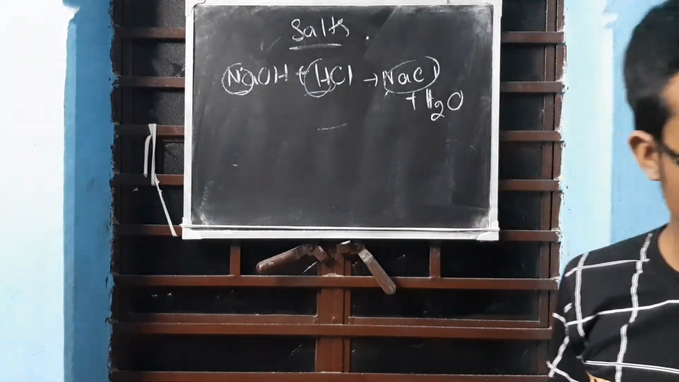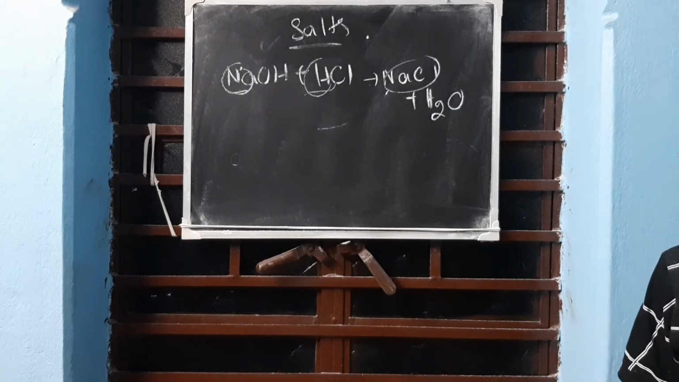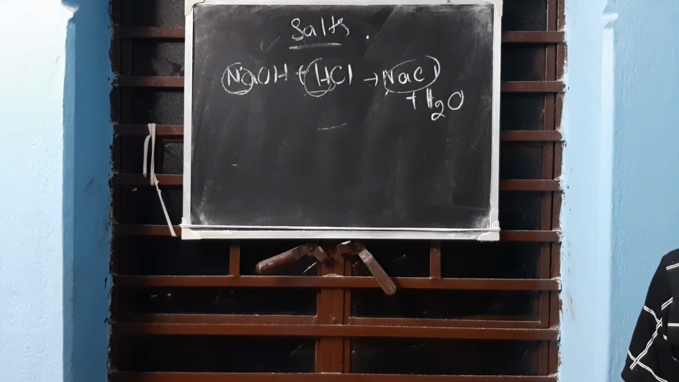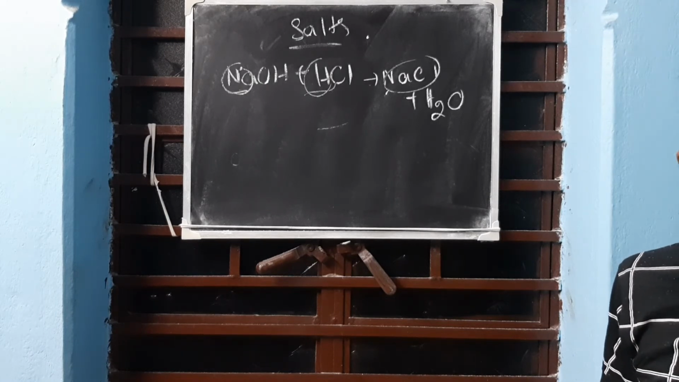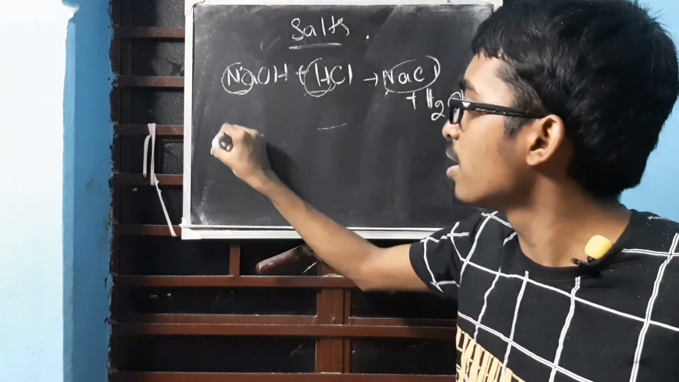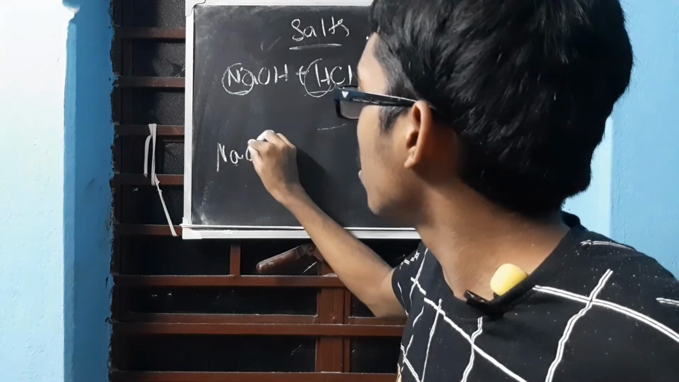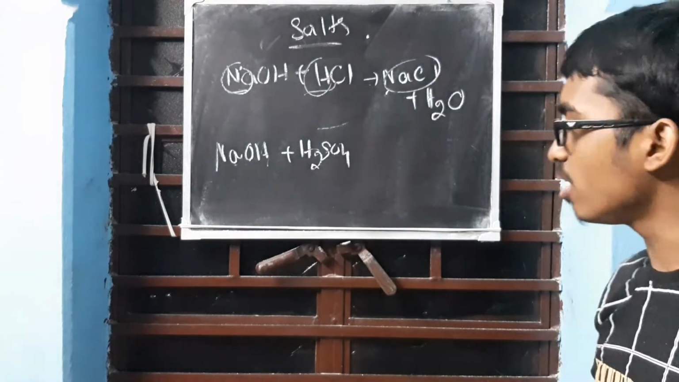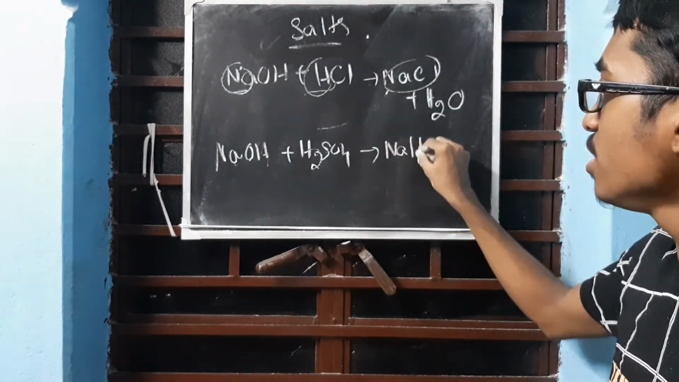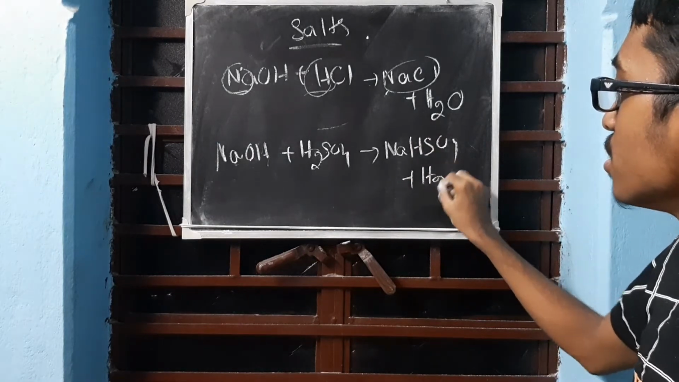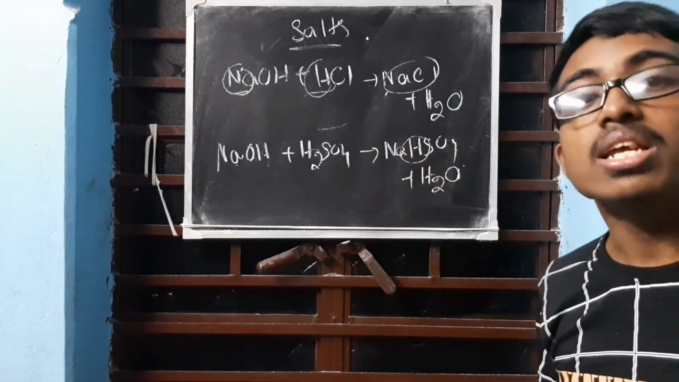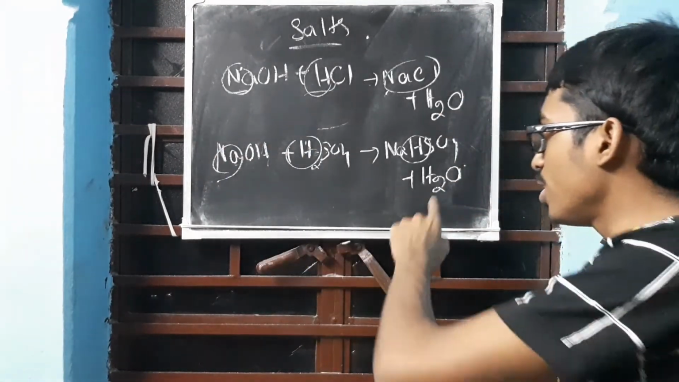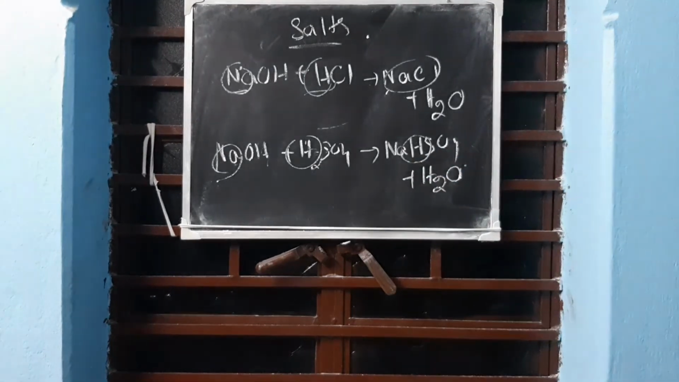Then next comes acid salt. Acid salt is formed by the partial replacement of the ionizable hydrogen atoms of a polybasic acid by a metal or ammonium ion. What does this mean? If I write NaOH and H2SO4, suppose only one Na is taken, what will the product be? NaHSO4 plus H2O. Here there is an H plus ion, because 1 Na cannot replace 2 hydrogens. One hydrogen is left in the product. This is acid salt.